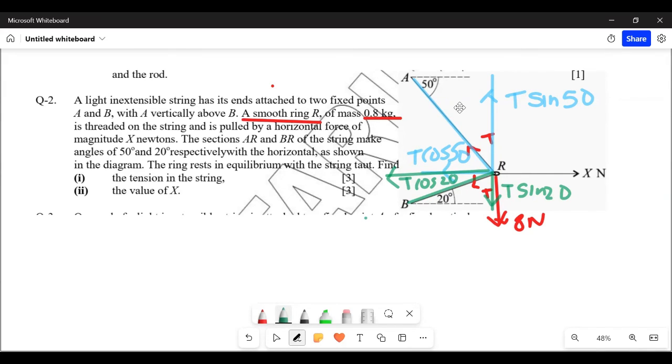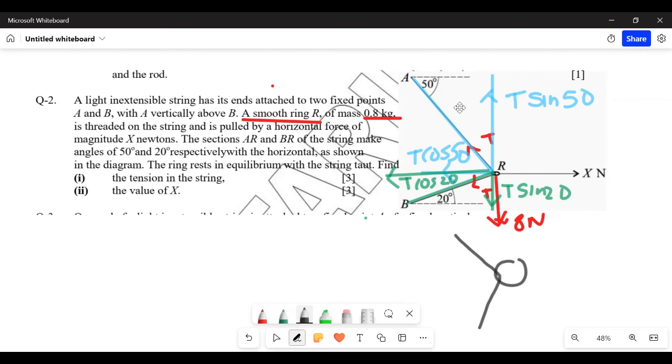Okay. There is no rod now, so there's no contact with the rod or the ground, and so there's no normal contact force now. There's just a string passing through a ring. It's not connected to a rod, so there's no contact between the ring and anything else. So there's no normal contact force in the question.